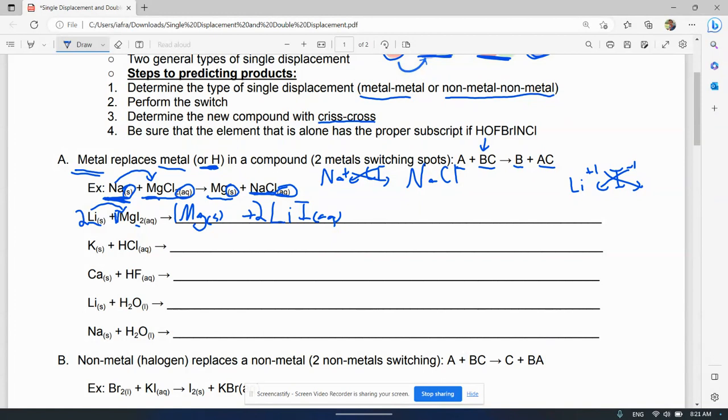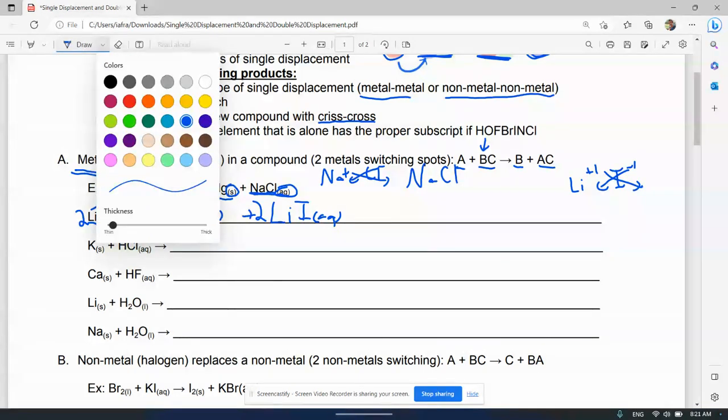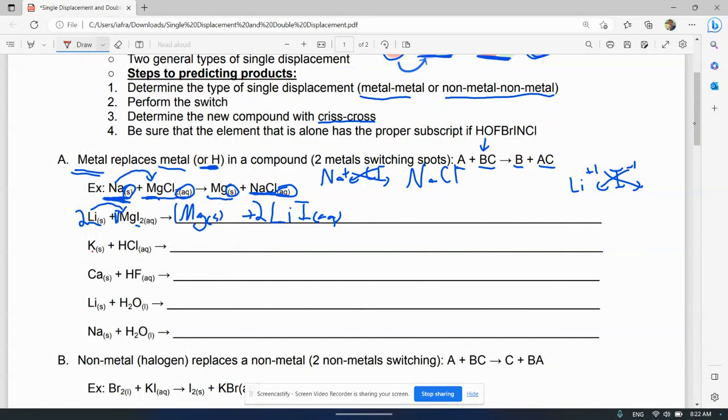Okay, so next we'll try the potassium reacting with HCl. That's hydrochloric acid. We'll learn how to name acids later on. This is potassium. It's a metal. And we know that this is a case of a metal kicking out a metal, or H, because H will behave the same way. So K kicks H out.